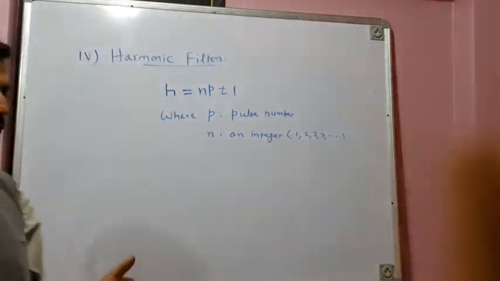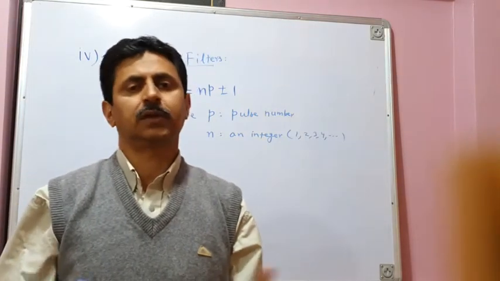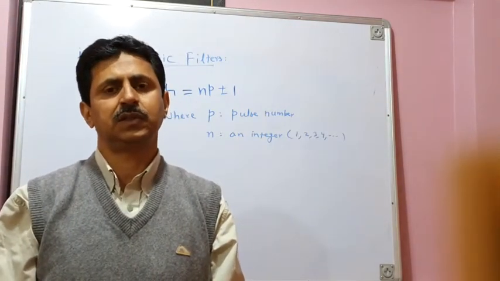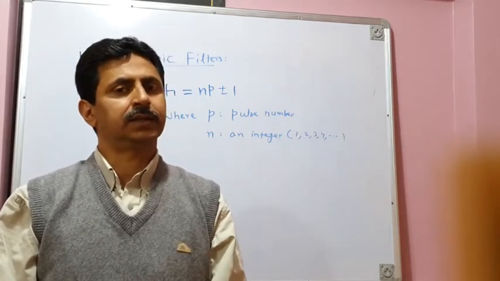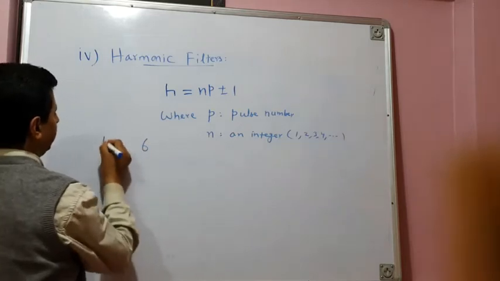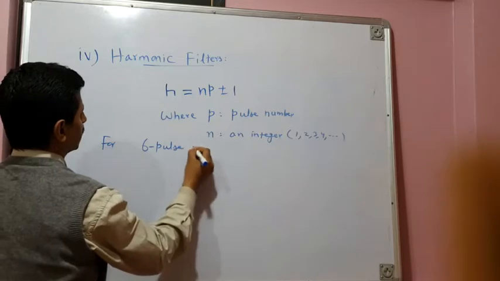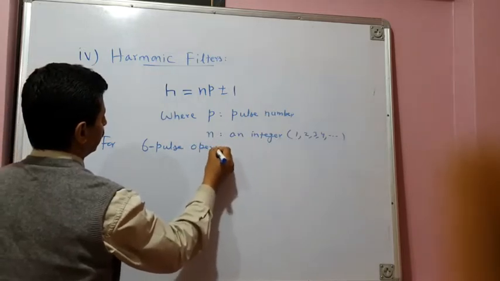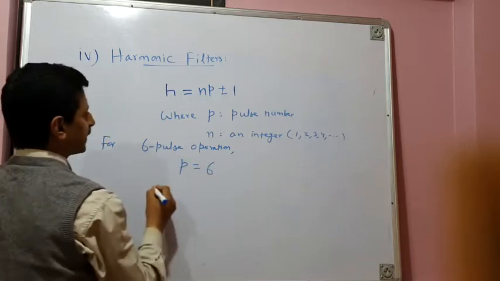Now we have two types of converters. Generally, you deal with two types of line commutated or phase controlled converters in HVDC transmission systems. One is the 6-pulse converter, and another is the 12-pulse converter. If you use a 6-pulse converter, that will give you 6-pulse operation. What is the pulse number? P is equal to 6.